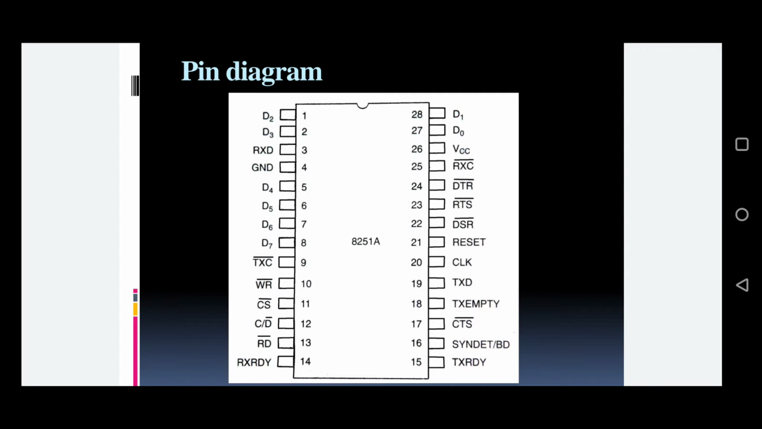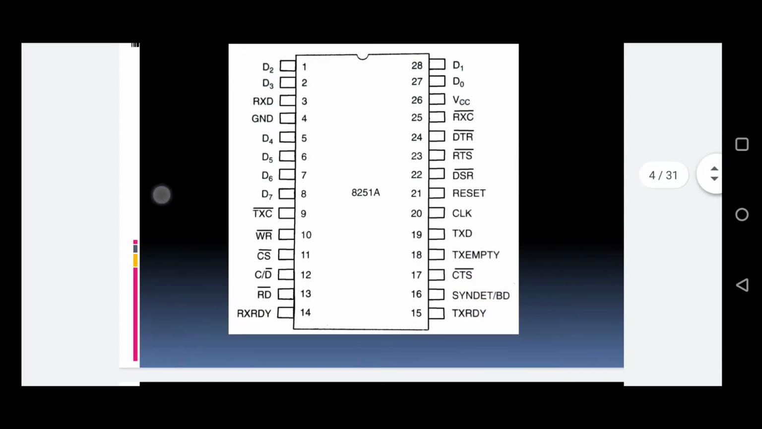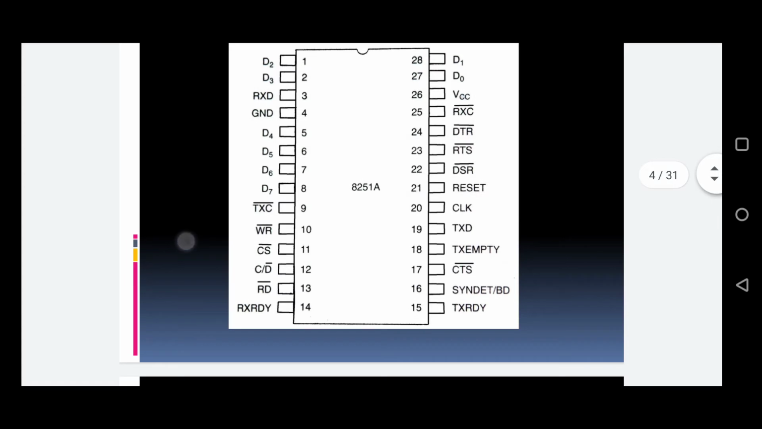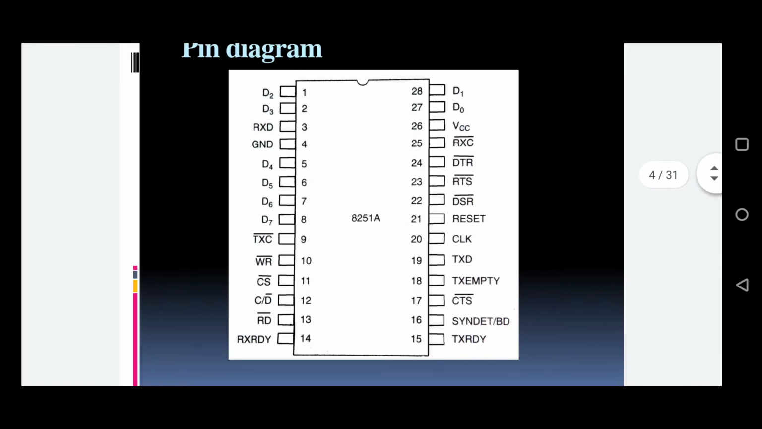After that we will discuss the description of each and every pin in the IC 8251. GND is ground, the 9th pin is TxC, transmitter clock, the 10th pin is WR, write, the 11th is CS, chip select, and the 12th is C/D bar, control and data. RD is the read signal, and the 14th is RxRDY, receiver ready. Then pin 28 is D1 and pin 27 is D0.